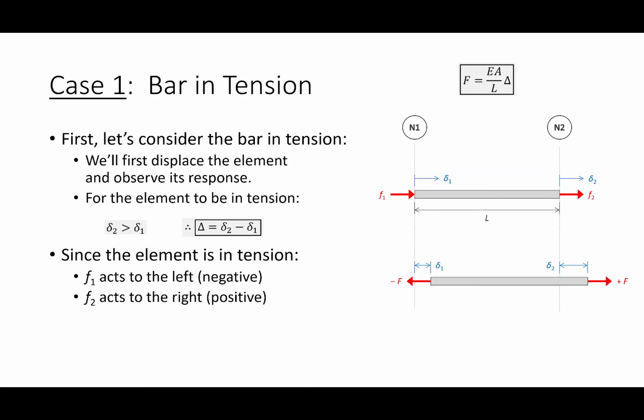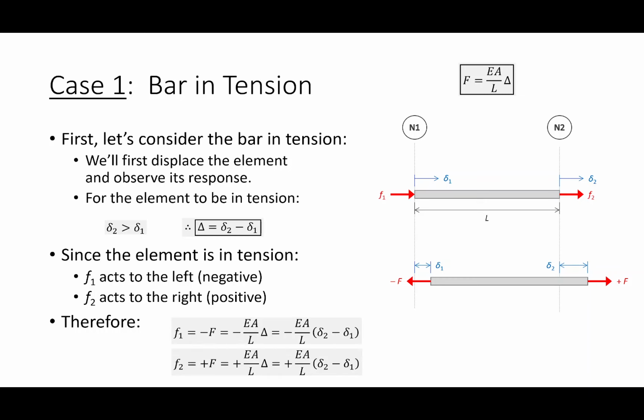Now I'm saying this is negative. Why am I saying this is negative? What's that? Sign convention, right. It's going to the left. We said force going to the right is positive, and that's going to the left. So therefore, here's what I'm saying. This force is EA over L times delta. This force, which is negative F, is EA over L times delta, which is negative this. And F2 is the same thing, only it's positive.